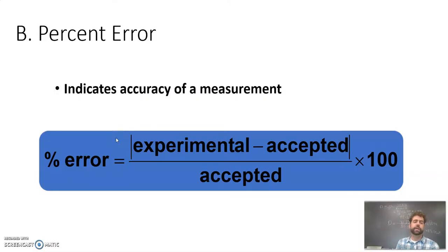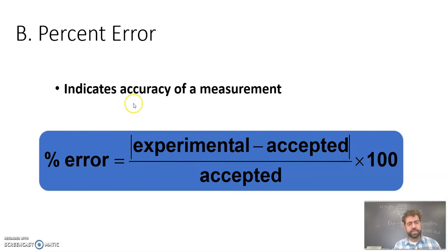Now this next part goes over percent error. What I want to look at is, what is percent error? In this case, how do I calculate how close I was in calculating the density of pine? I take my experimental minus my accepted, and notice that there are brackets around that. That's absolute value. So if you get a negative number, just get rid of the negative sign. Then I divide it by the accepted and multiply it by 100.